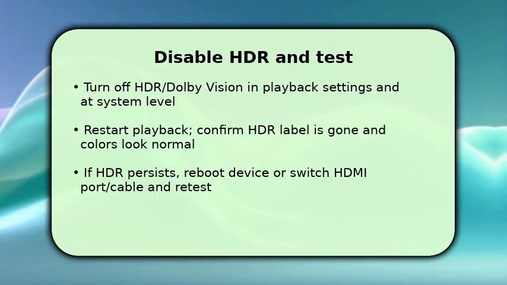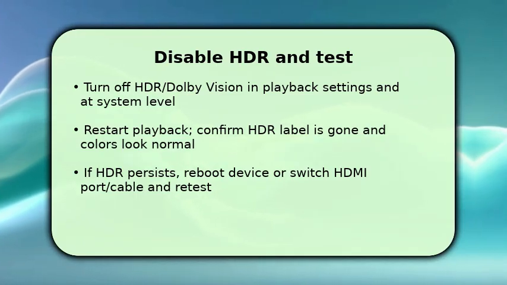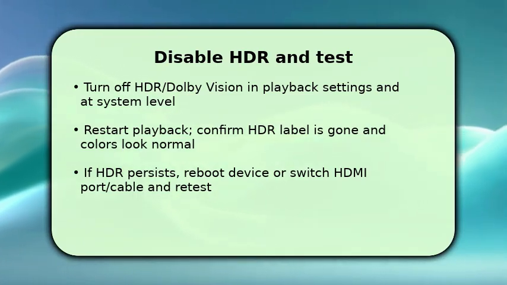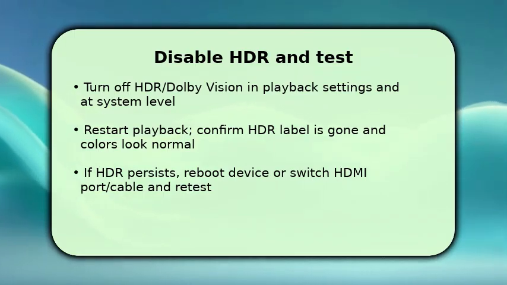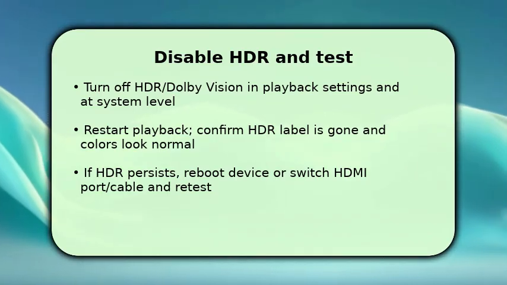After changing settings, stop and restart the title. You should no longer see HDR or Dolby Vision tags, and the image will use standard dynamic range. If HDR persists, reboot the device, try a different HDMI port or cable, and make sure the TV isn't forcing HDR on by input.